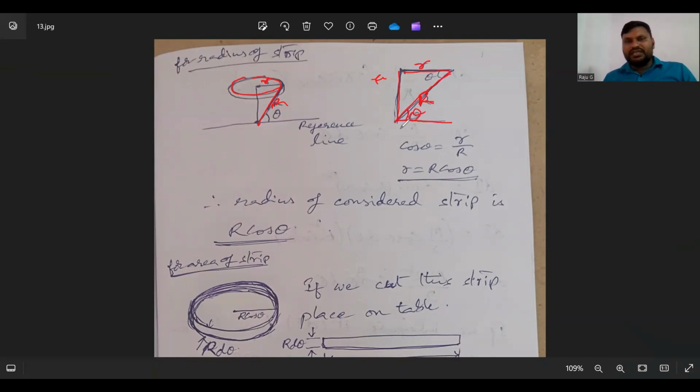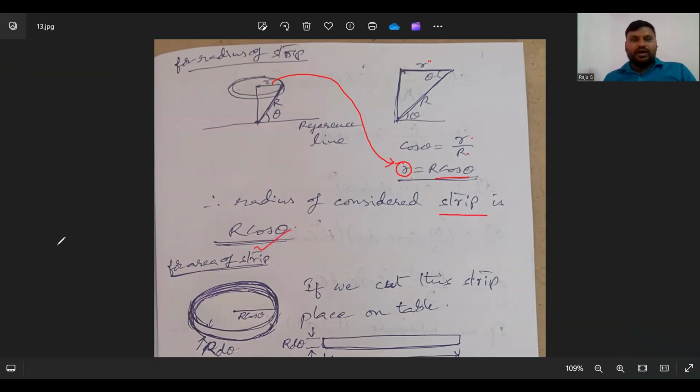This capital R makes an angle theta with the reference line. According to the geometry, these two lines are parallel to each other, so by interior opposite angles of a transversal, this must be theta only. Then in this right angle triangle, cos theta is equal to adjacent small r by hypotenuse capital R. So small r is equal to R cos theta. Small r is the radius of the strip, so the radius of the considered strip is R cos theta.